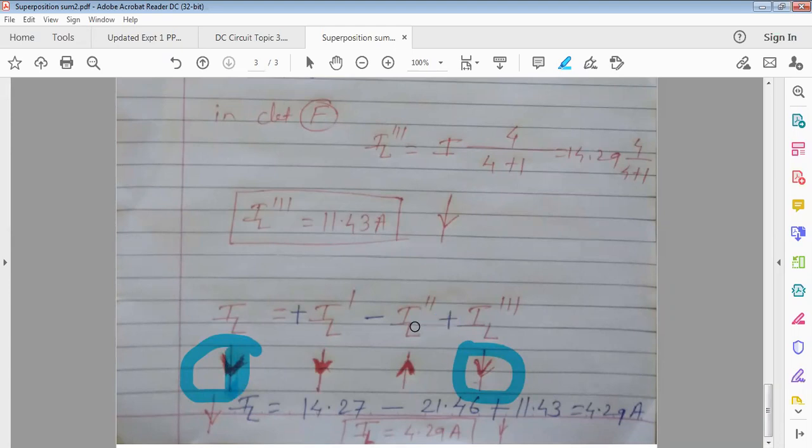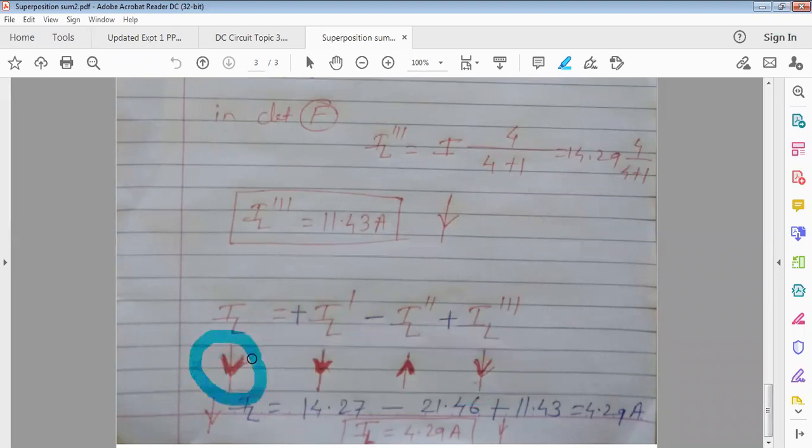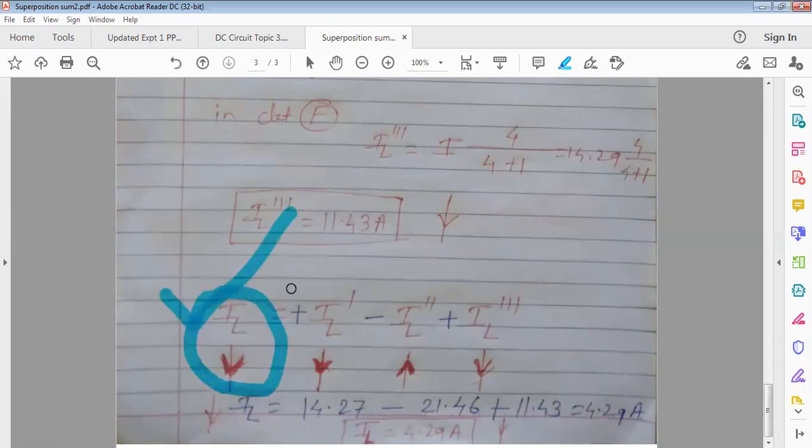Got it? With reference to this direction, we mark the plus and minus signs. I have assumed this downward. You can assume it upward also, then you will get the reverse signs accordingly. Here it will be negative, here positive, and here negative. Got it? Any direction you can assume, upward or downward, no issue.